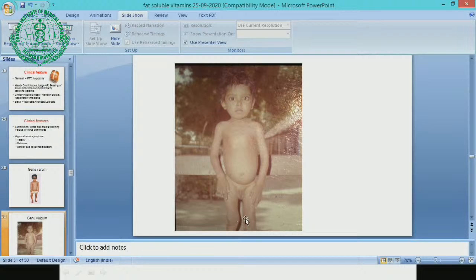You can see the genu valgum, the knock knee. Genu valgum is also called knock knee. So all signs of rickets you can see in this child.